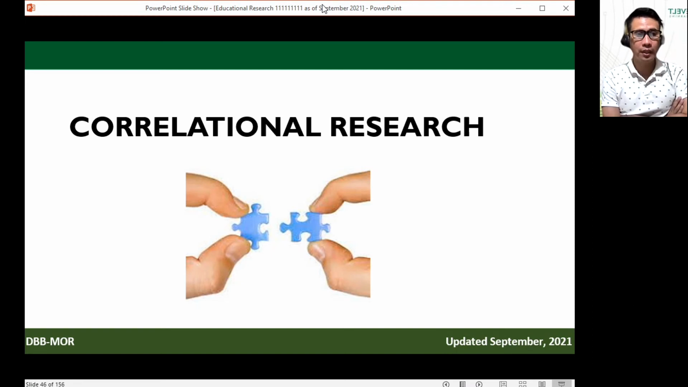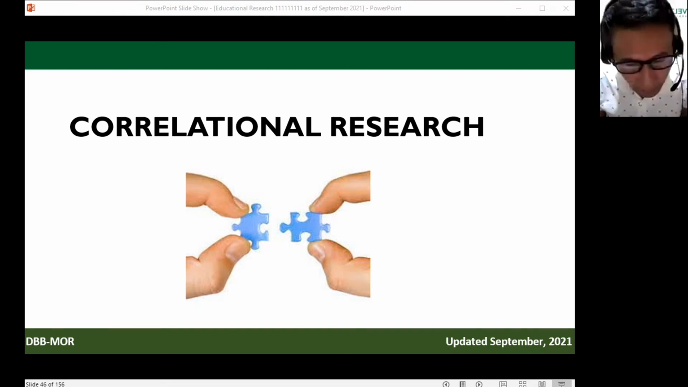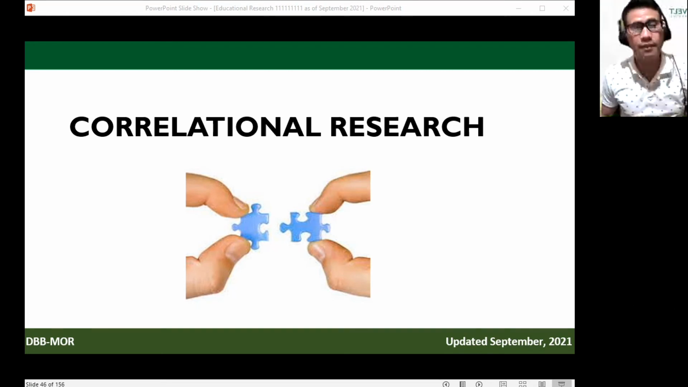Today, we're going to discuss correlational research. And correlational research is actually a non-experimental research, one of the examples of non-experimental research. So we were able to talk about three types of experimental research: the quasi, the true experimental research, and the pre-experimental research. This time, let's talk about non-experimental research.